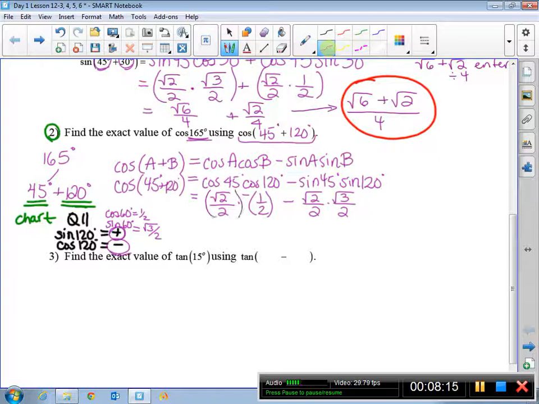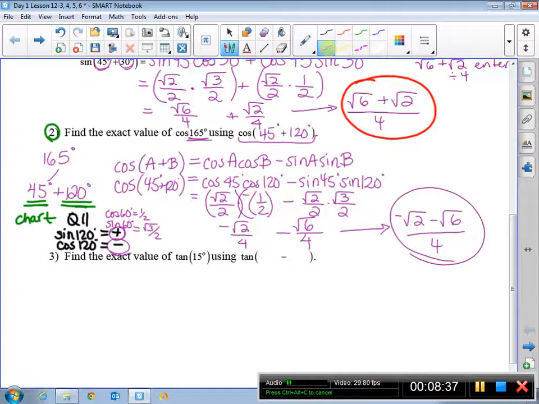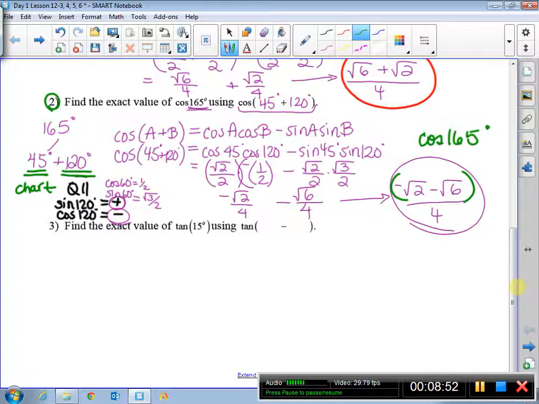So let's multiply now. Radical 2 over 2 times negative 1/2 is negative square root of 2 over 4. And square root of 2 times square root of 3 is square root of 6, over 2 times 2 is 4. And we get negative square root of 2 minus square root of 6, all over 4. Crazy looking answer. And again, you could check by putting cosine of 165 in your calculator, and then put this numerator divided by 4 in your calculator. You should have the same value.